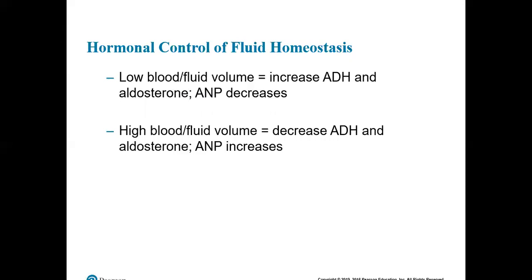The other thing to think about is that ADH and aldosterone basically work together. They usually go the same direction, and ANP is always going to go opposite of ADH and aldosterone. If the scenario is opposite, let's say you have high blood volume or high body fluids, maybe higher blood pressure, and you need to lower the body fluids, or you're overhydrated, then you don't need to retain fluid. So you need to decrease the ADH, decrease your aldosterone, and increase this hormone, ANP.